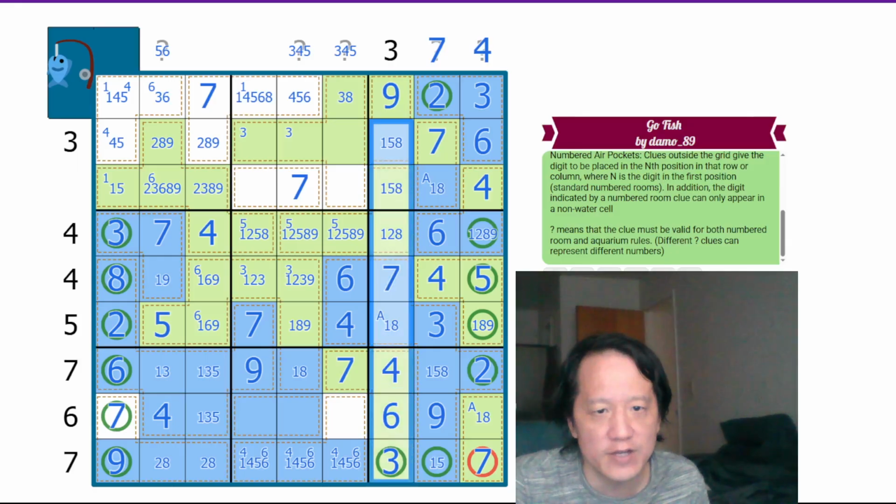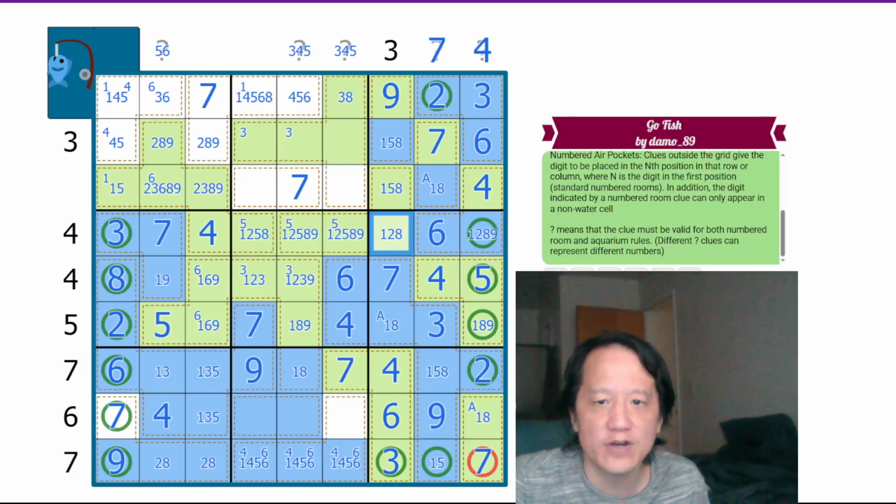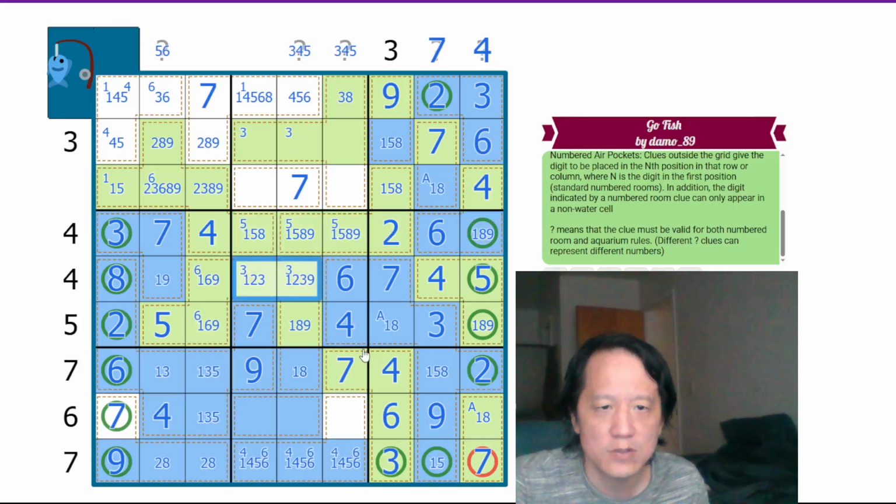We have 1, 5, 8 as a triplet in column 7. That eliminates 1, 5, 8 in the rest of the column. So this is 2. No 2 here. No 2 here. Where are 2 and 3? Where can they be in box 5? They can only be here. So then this must be a 2, 3 pair.